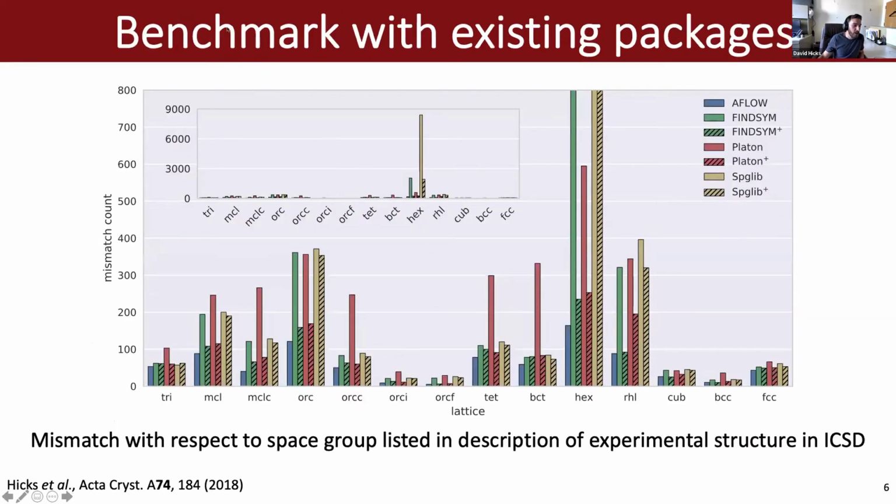Your next question might be, okay, so I've introduced these algorithm improvements. How do we compare to the off-the-shelf packages in the community? If you're familiar, there's other packages such as FineSym, Flatten, and SPGlib. We did this benchmark where we took inorganic crystal structures from the ICSD, and typically they report the space group that they measured experimentally. We compared the experimentally reported space group to the one calculated by these particular software. And here we're plotting the mismatch.